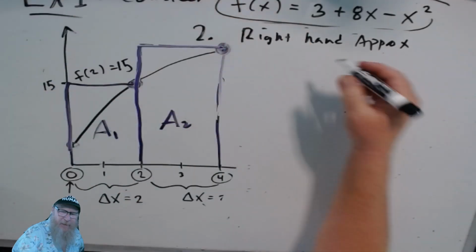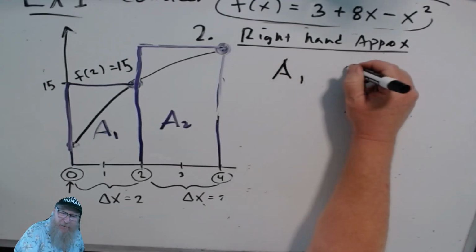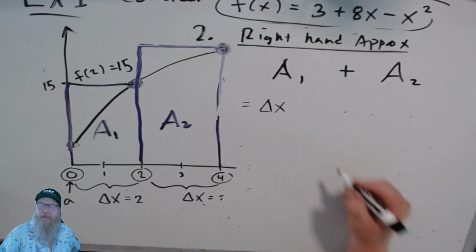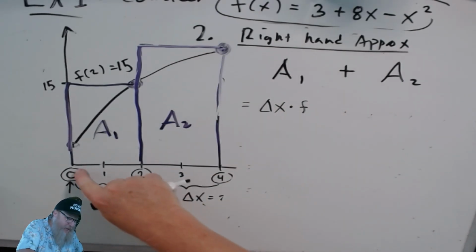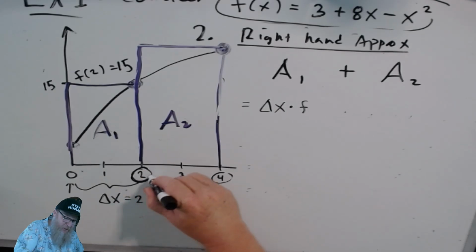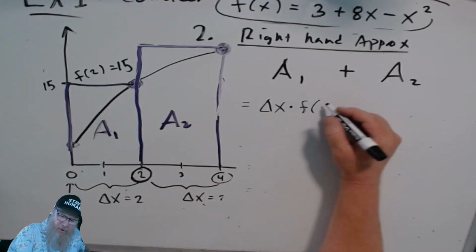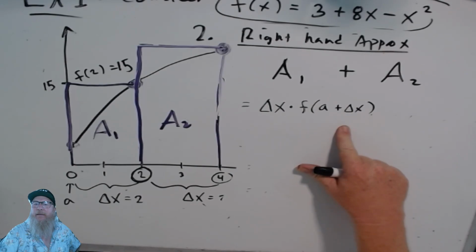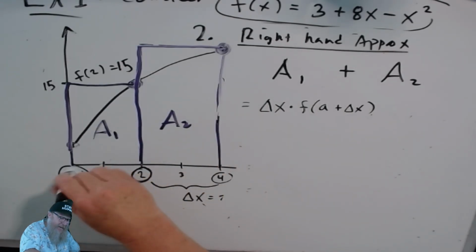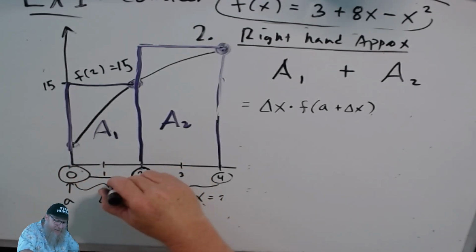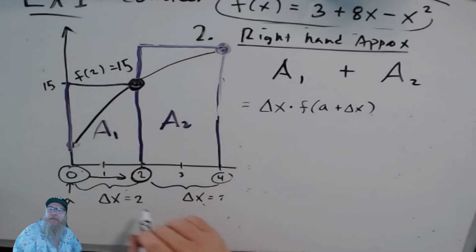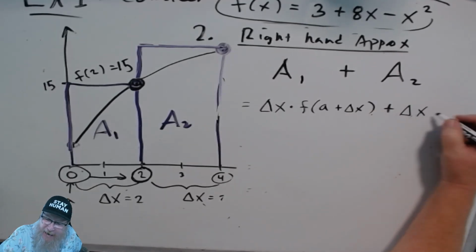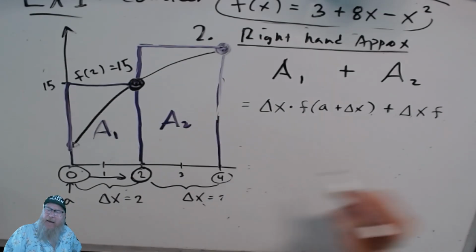Where's my pen? There's my pen. So right-hand approximation, A1 plus A2. A1 is delta x times, now this time we're not using 0, because that was the left-hand one. This time we're using 2. So we go f of a plus delta x. A is 0, plus delta x to get to our right-hand point, a plus delta x. Plus delta x times f of the last endpoint, which is b.